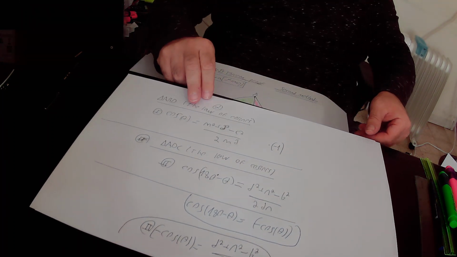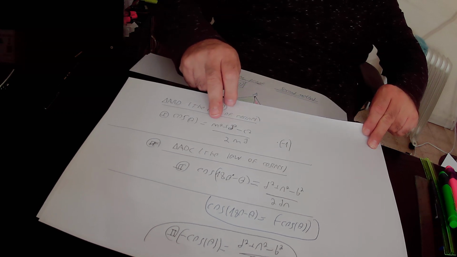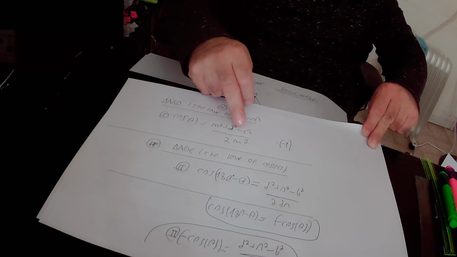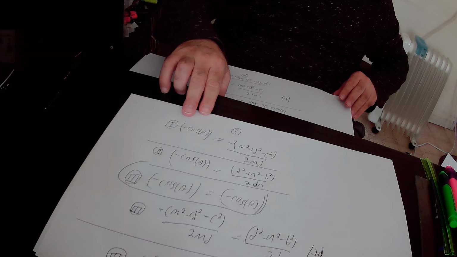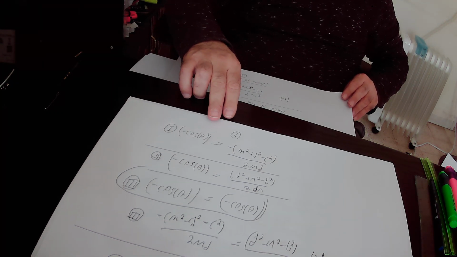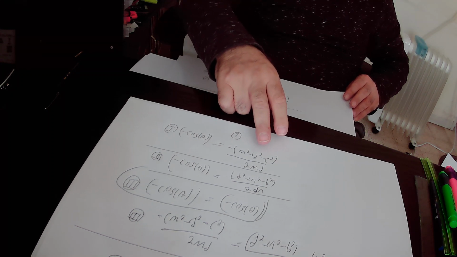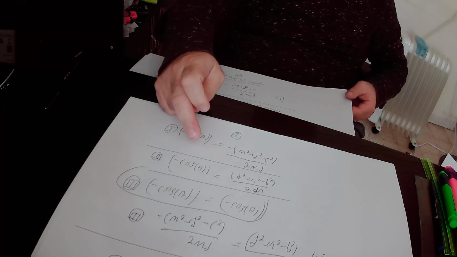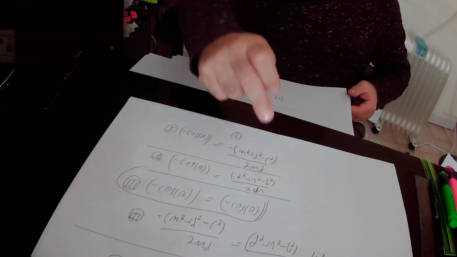So here, cosine theta times minus 1 is minus cosine theta. And here, we added minus before the brackets. So after we multiplied equation number 1 by minus 1, we got that minus cosine theta equals minus m squared plus d squared minus c squared over 2 times md. And we already found out that according to equation number 2, minus cosine theta equals d squared plus n squared minus b squared over 2 times dn.